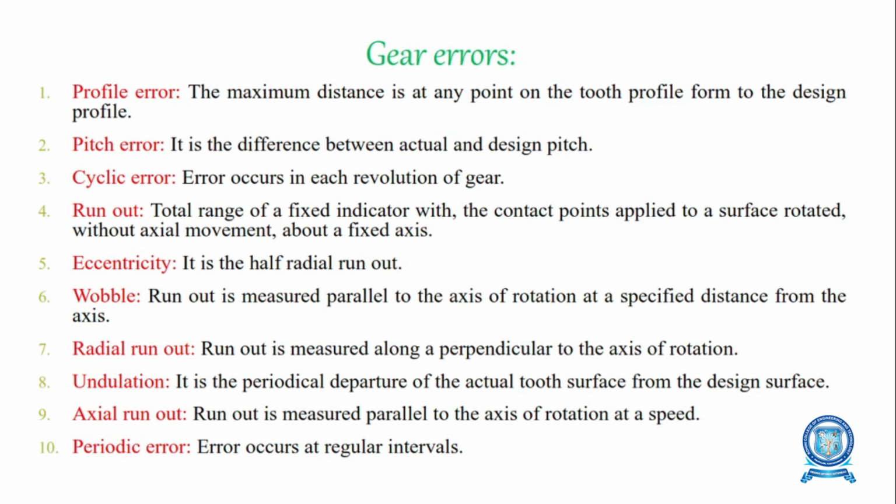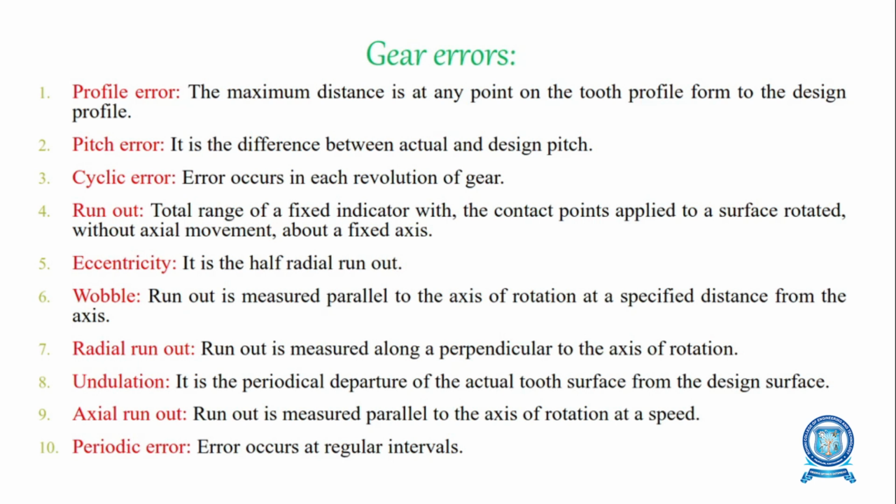The next one is run out error or radial run out error. It is the maximum perpendicular distance variation of the gear surface when rotated without axial movement about the gear axis. Run out of a gear can be measured with a dial indicator. We can identify how much error may occur with the help of dial indicators.